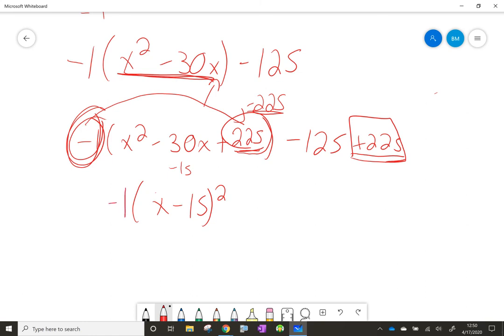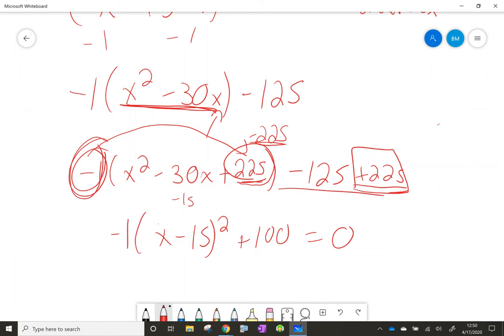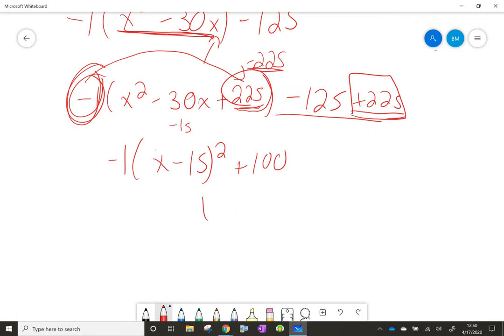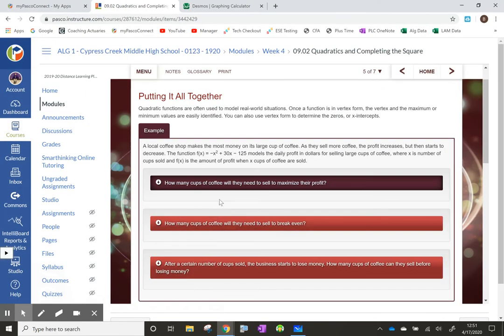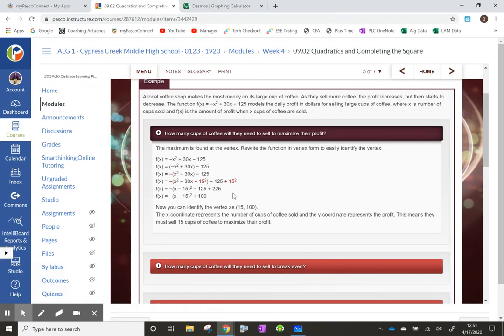Okay? So that means negative 225 plus 225 is going to be 100. So it would be plus 100. Remember, all that is still equal to 0. Or no, we're not equaling 0 yet because that is vertex form. So our vertex means 15 is our h value or x value, and 100 is the k or y value. So our vertex is (15, 100), or essentially 15 cups of coffee, and I guess the profit is $100. And that's what they have there.